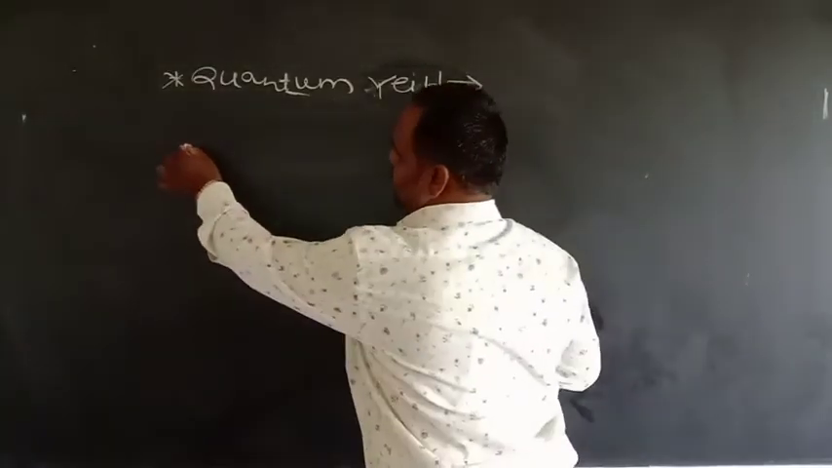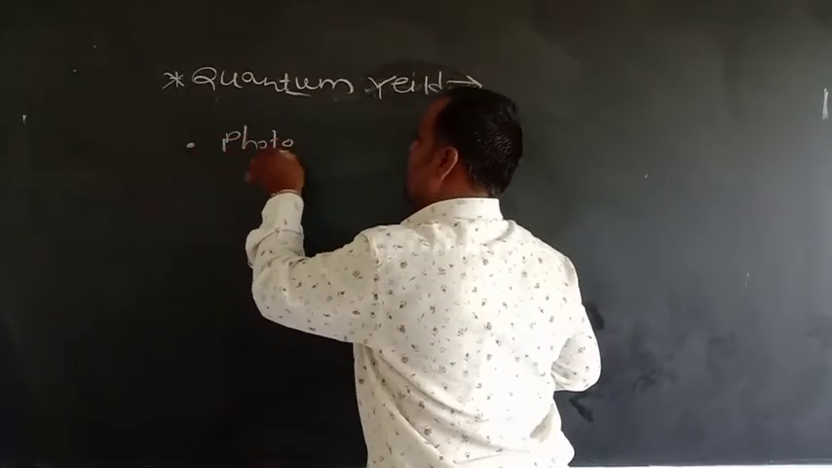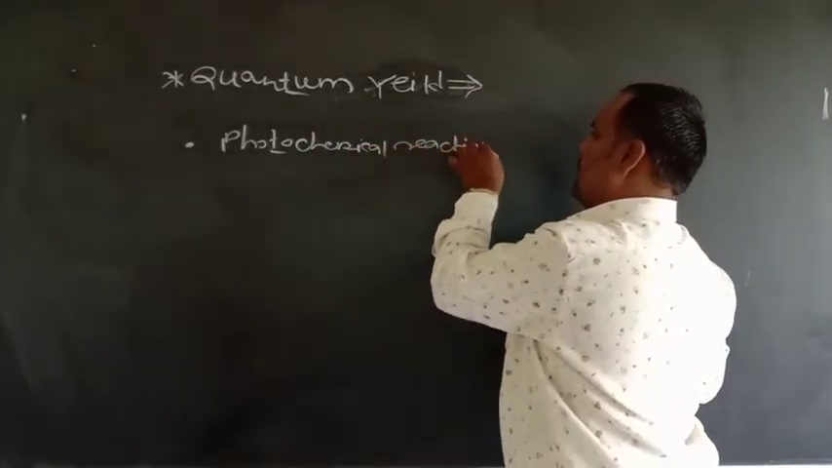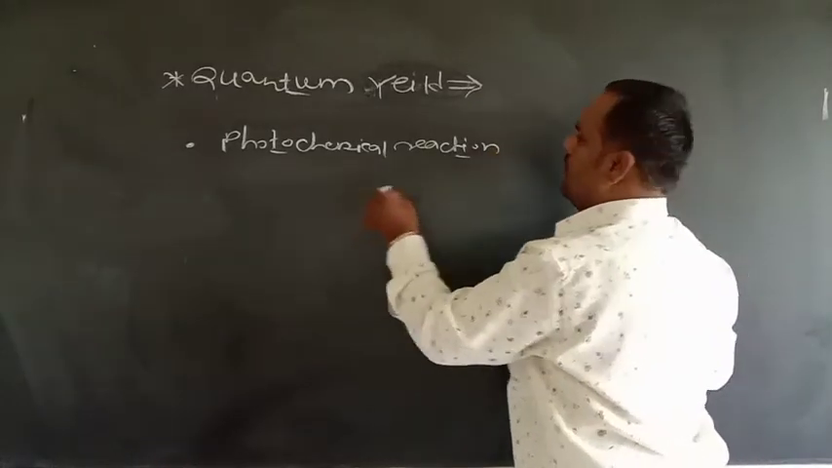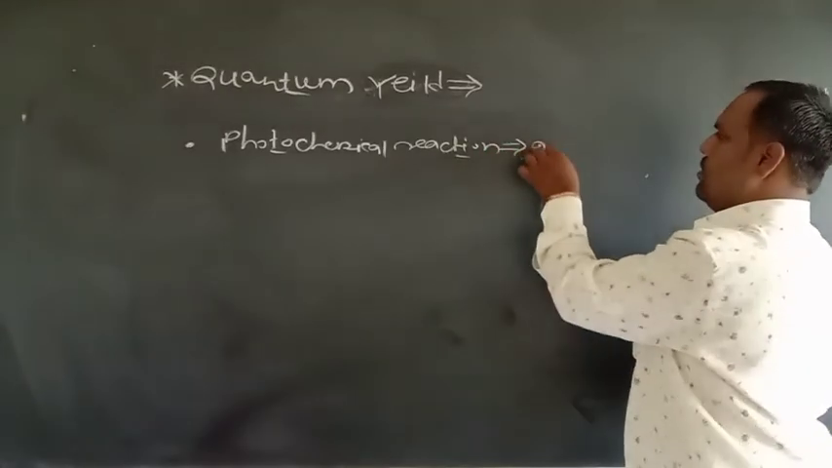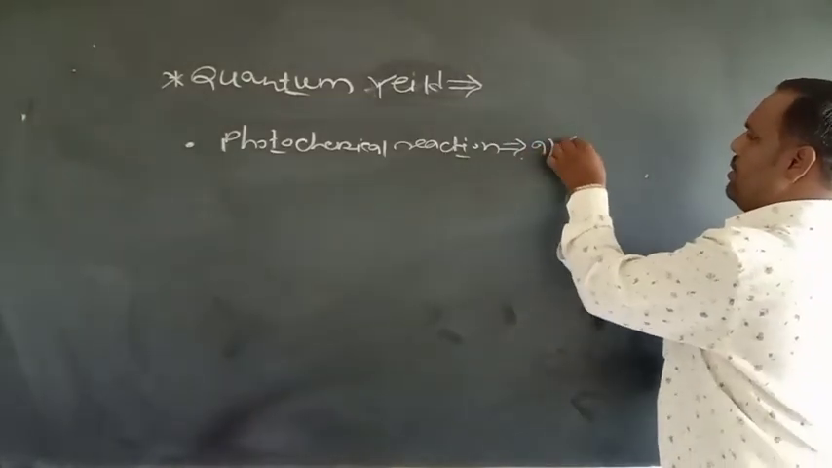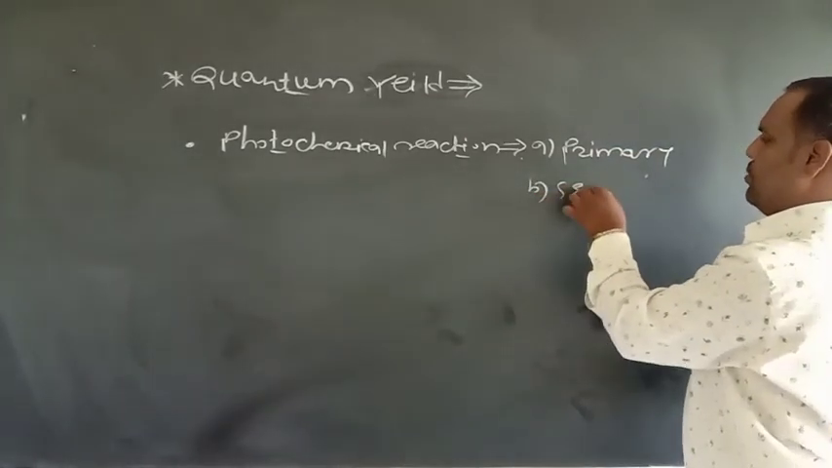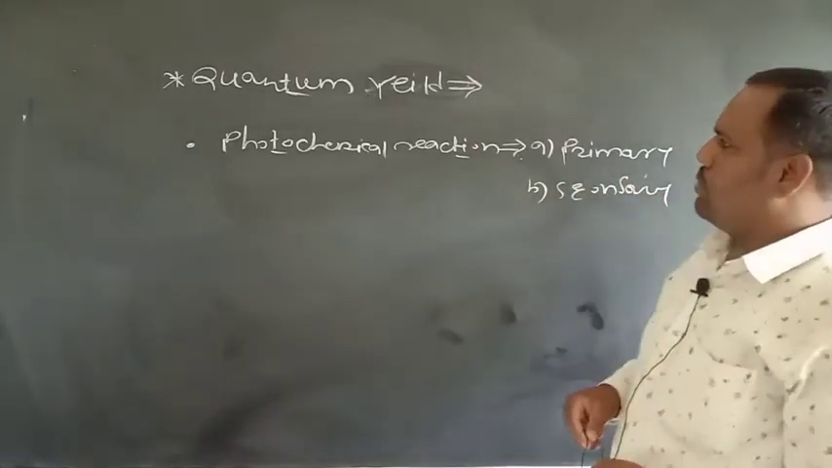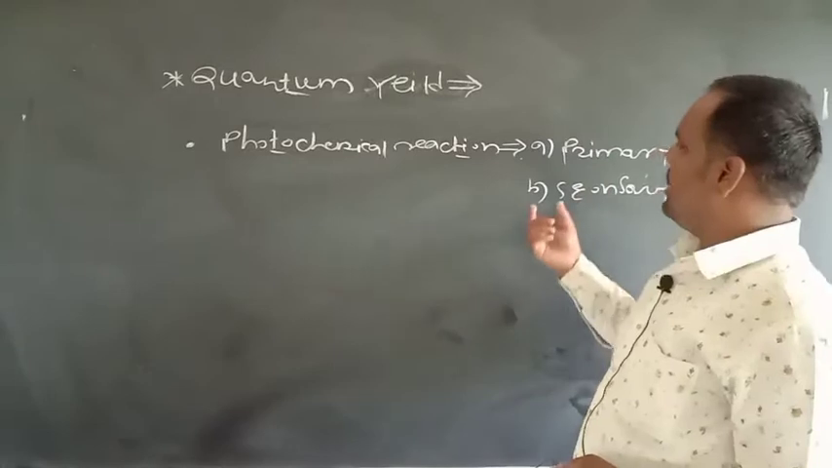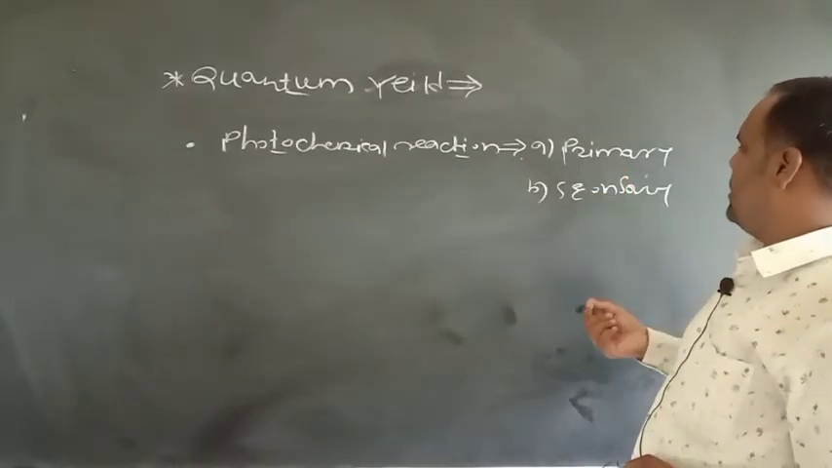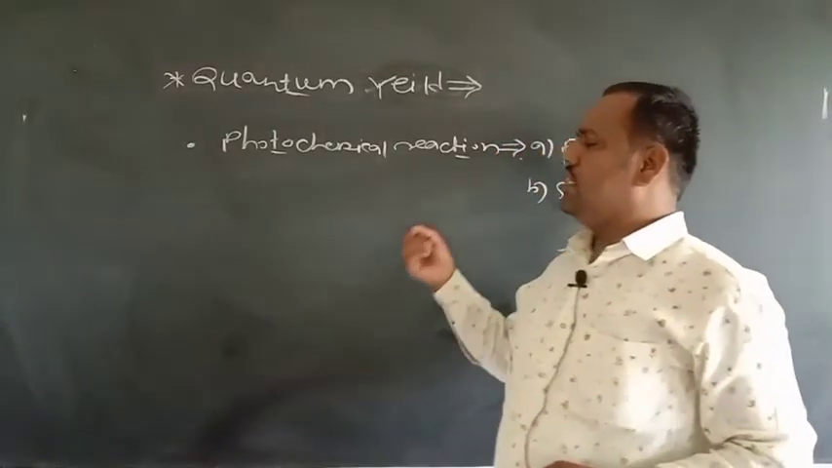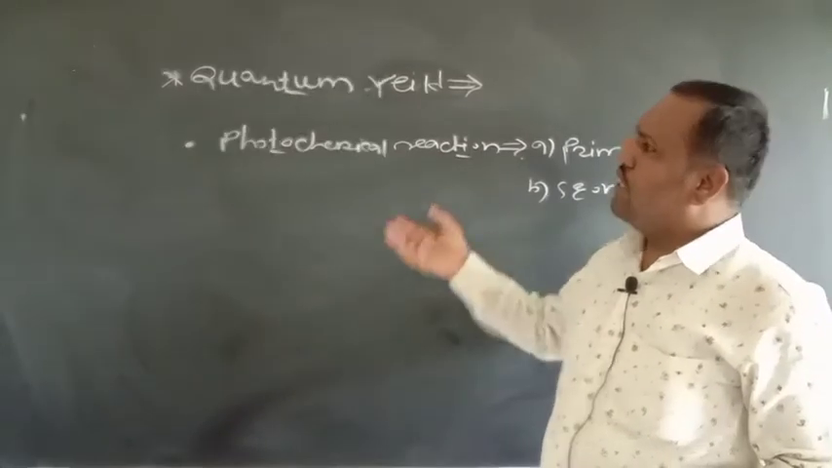So first, the photochemical reaction is of two types. First, that is primary process, and second, that is secondary process. So this photochemical reaction or photochemical process has two types, one is primary process and another is secondary process. So what is this primary process, what is this secondary process? We will discuss this primary and secondary process for the study of quantum yield.